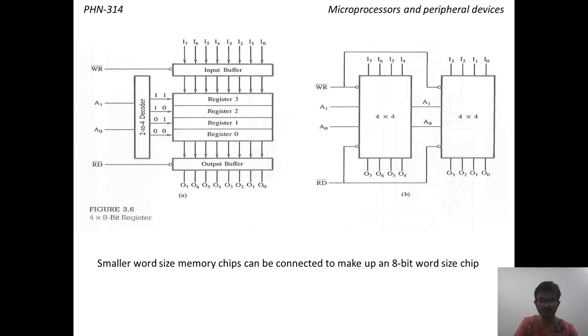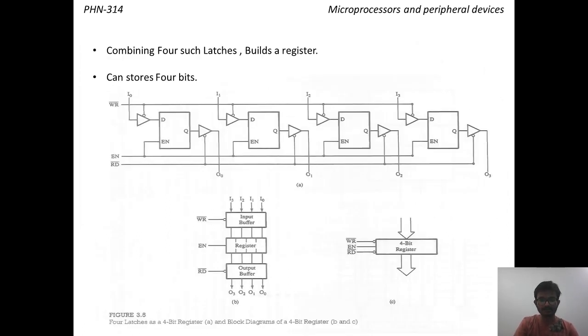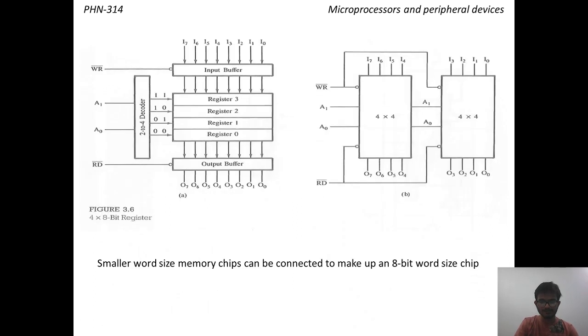Thus the enable signal of a flip-flop in the figure which is shown on the previous slide is replaced by 2 address lines in this figure. This figure illustrates that we can make an 8-bit word memory from smaller word size chips.